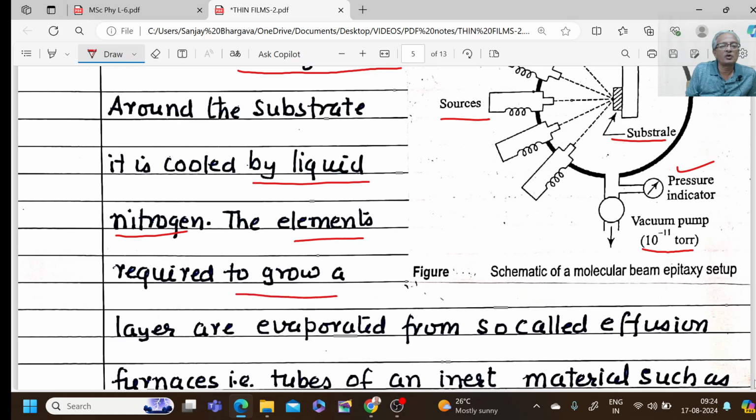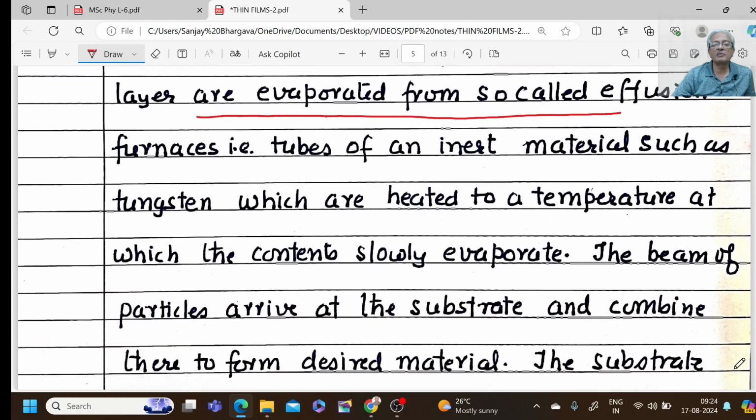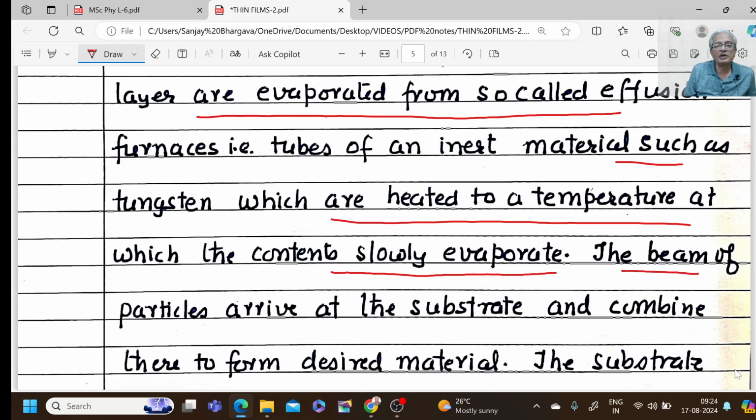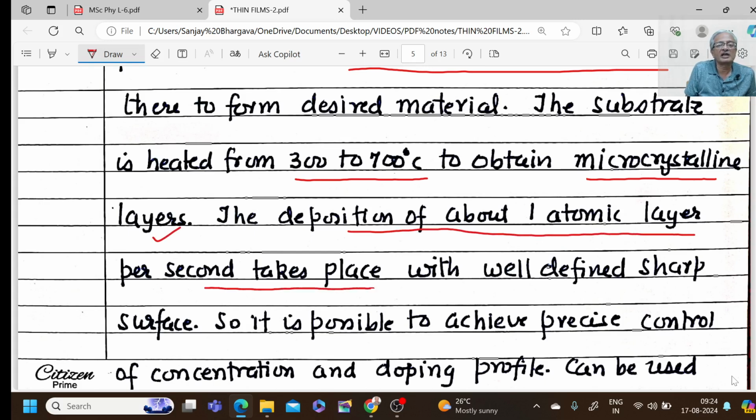The elements required to grow the layer are evaporated from the so-called effusion furnaces, that is, tubes of an inert material such as tungsten, which are heated to a temperature at which the contents slowly evaporate. The beam of particles arrives at the substrate and combines there to form the desired material. The substrate is heated from 300 degrees centigrade to 700 degrees centigrade to obtain microcrystalline layers. The deposition of about 1 atomic layer per second takes place with a well-defined sharp surface.